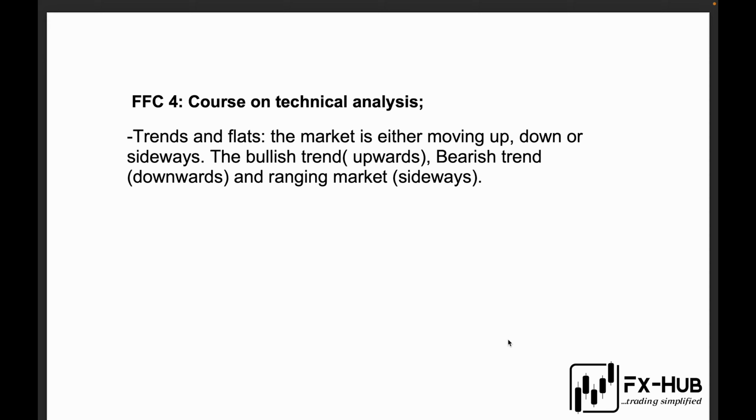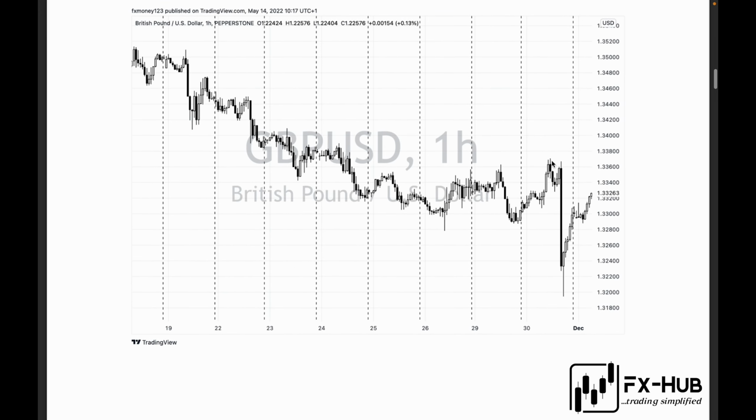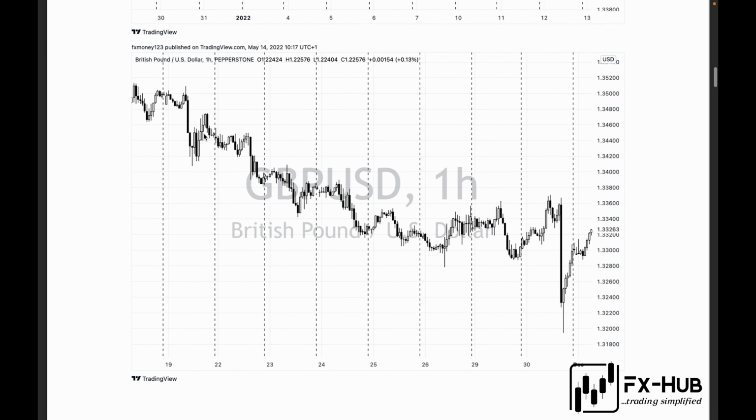So a recap: the three movements you notice in the market are that it is either moving up, moving down, or going sideways. Let's look at some of the illustrations on this course material. You notice the market is moving up, up, up. So you see that this is a move up. Then another illustration here shows the market moving downwards.